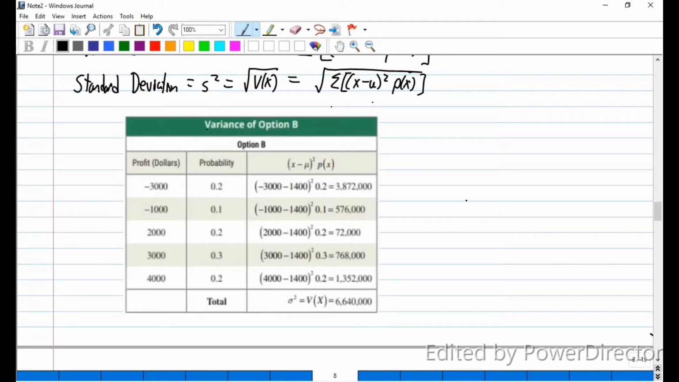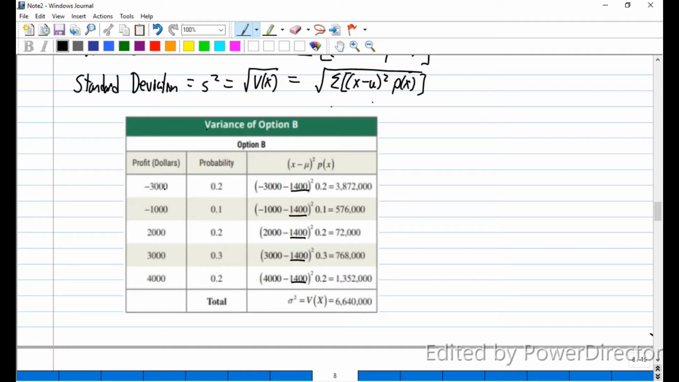So here's what they did. They took x minus mu. Remember, the expected value was $1,400. So you're subtracting that each time, subtracting the expected value every time. Alright, then once you do that, they squared the number. And since these are pretty big numbers, that's going to give you a big number. And then they multiplied it times the probability. Like for this first thing here, you can see they got 3,872,000. I mean, that's a really big number.